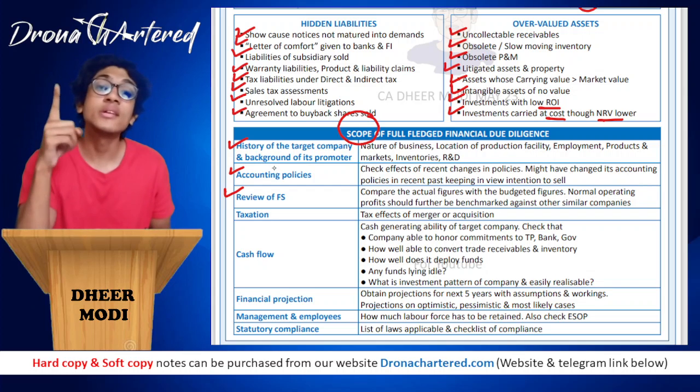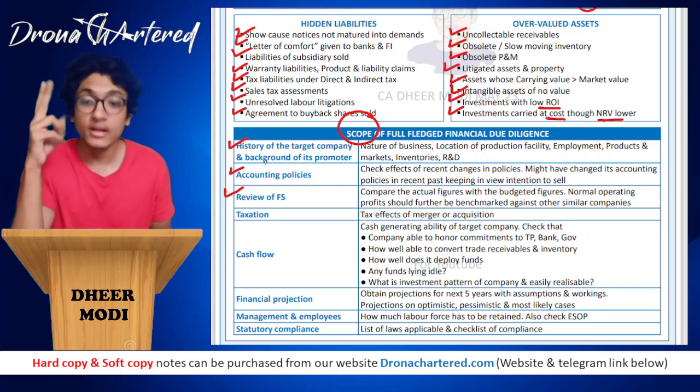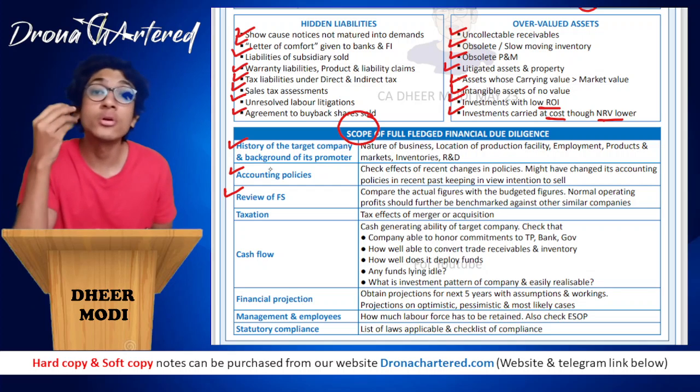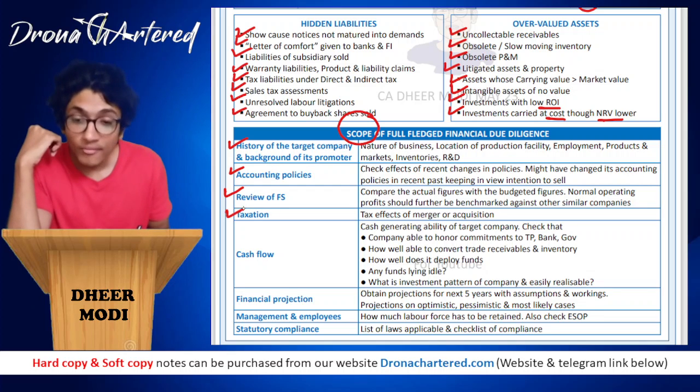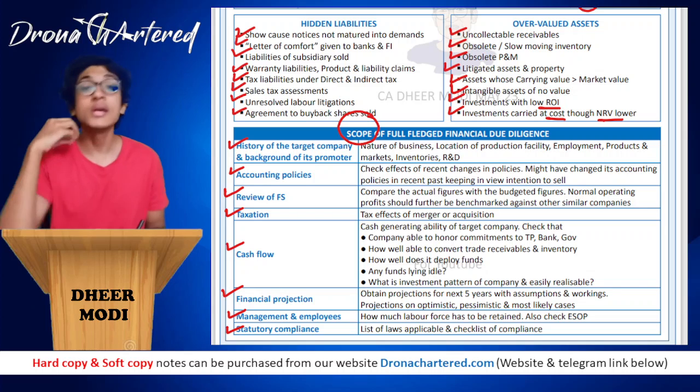So first is your history of the target company and background of its promoters. Then second was your accounting policy. Third is your review of financial statements. Fourth is taxation. Fifth is cash flow. Sixth is financial projection. Then you have management and employees and your statutory compliance.